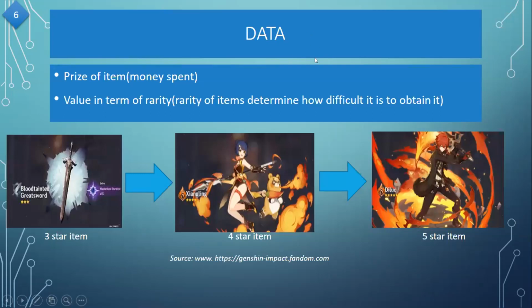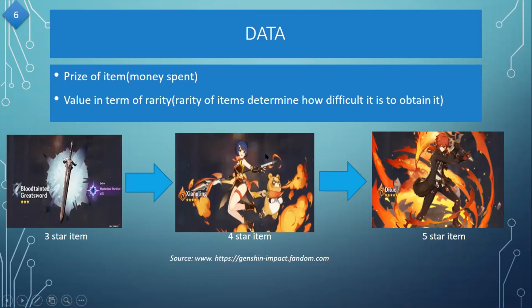For the data itself, I'm going to need the price of the item or the money spent. It could be several currencies. It could be in-game currency, but for this case, I'm going to use money. The second is a value in terms of rarity. Rarity determines how difficult it is to obtain the item. This is the rarity data that we'll use. The lowest rarity is a 3-star item, the second lowest rarity is a 4-star item, and the highest rarity is a 5-star item.